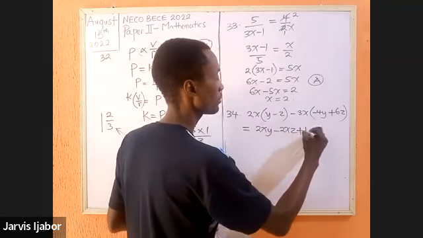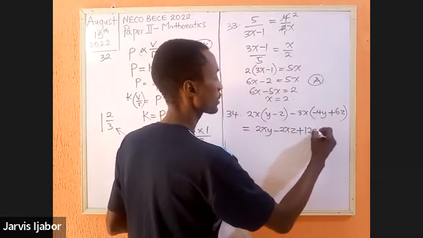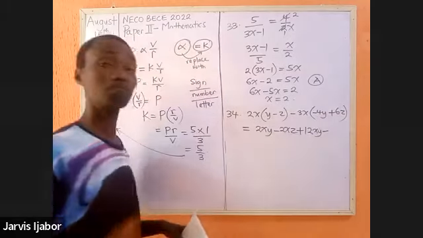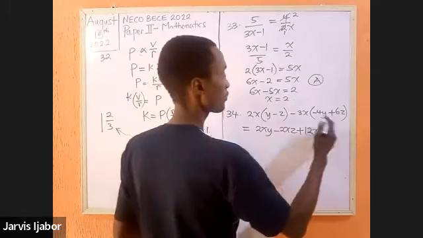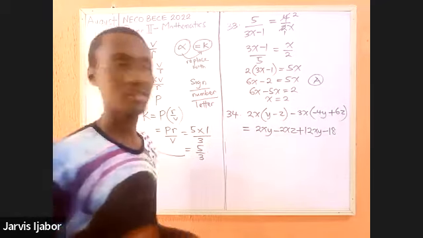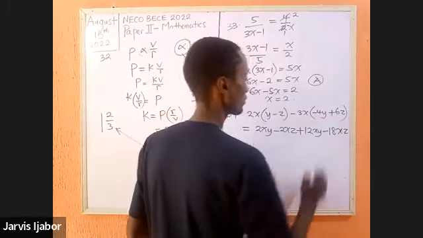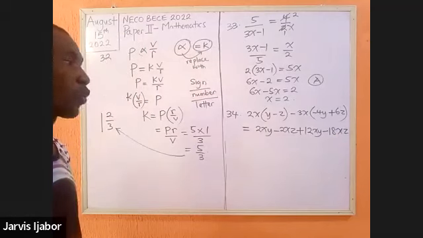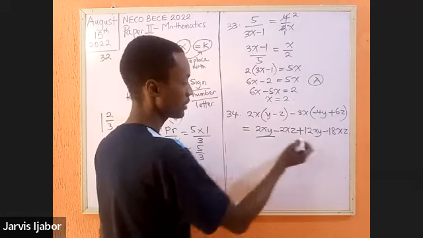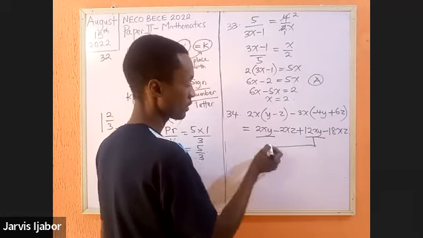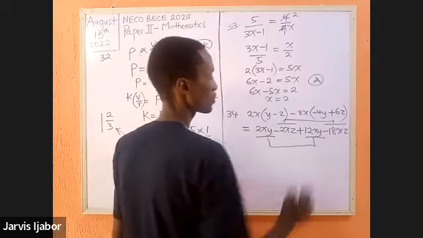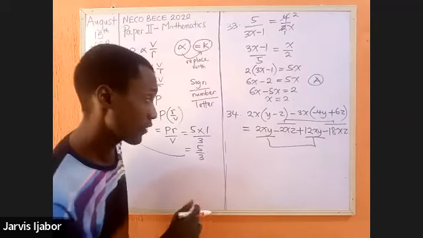Negative times negative will give me positive. 3 times 4 will give me 12. X times y will give me xy. Negative times positive will give me negative. And that will be what? Negative what? 3 times 6 will give me 18. And x times z will give me what? Xz. So at this point, what do I now begin to check out for? Common terms. Look at this. This term is common to this, and this term is common to this.